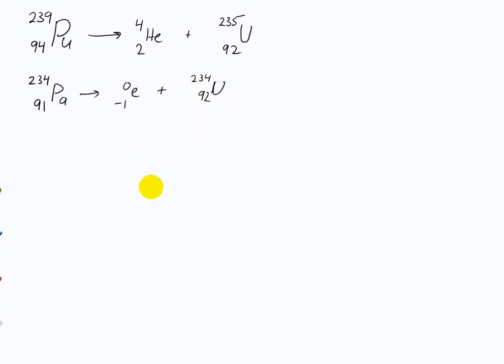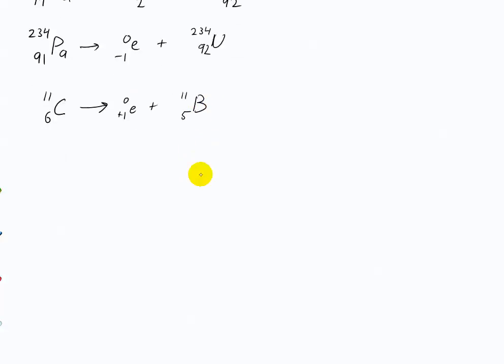Third one, carbon-11 emits a positron when it decays. So carbon is 6 and then 11. So there's its positron. And that means what's left over is nitrogen, right? Oh, boron, I'm sorry, yeah, you're right.